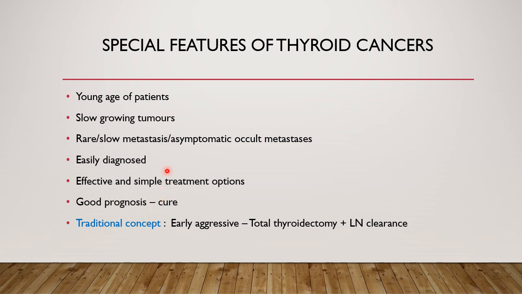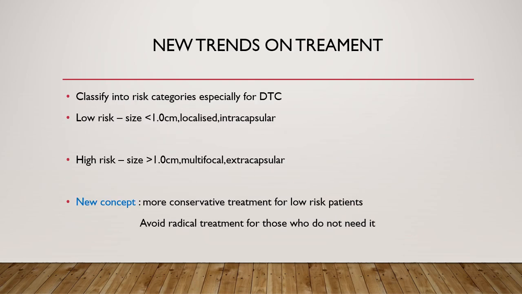So considering all these factors, the traditional concept was early aggressive treatment for all thyroid cancers with total thyroidectomy and cervical lymph node clearance. However, of late there have been some new trends in the treatment of thyroid cancers. Because of the special features which I mentioned, we tend to classify the patients into risk categories, especially the differentiated thyroid cancers, papillary and follicular.